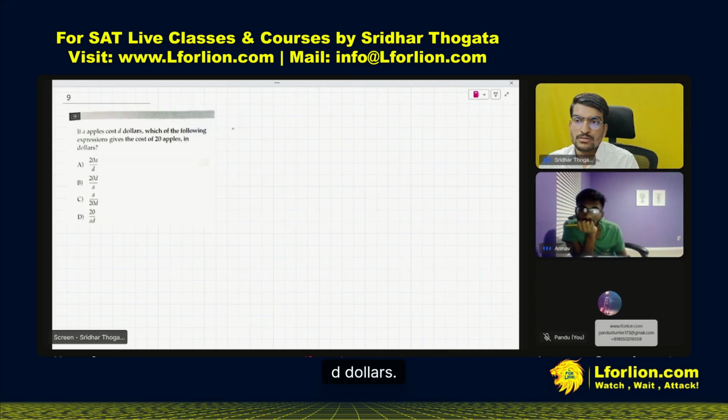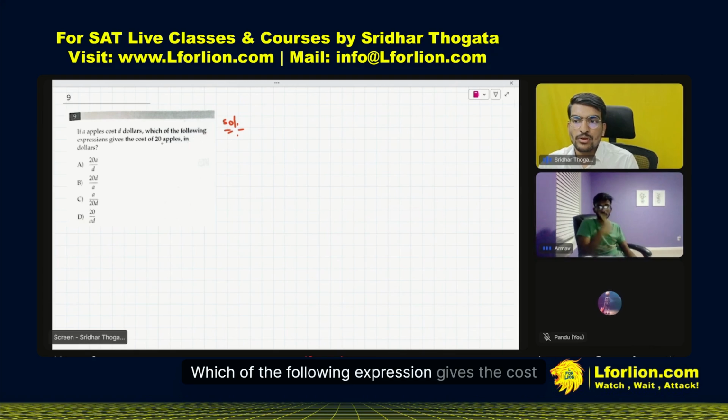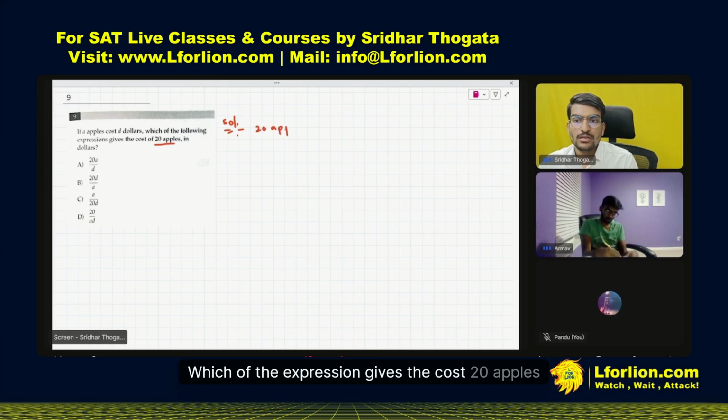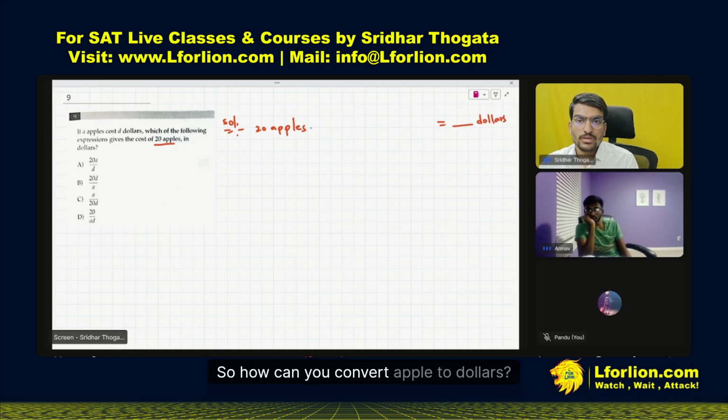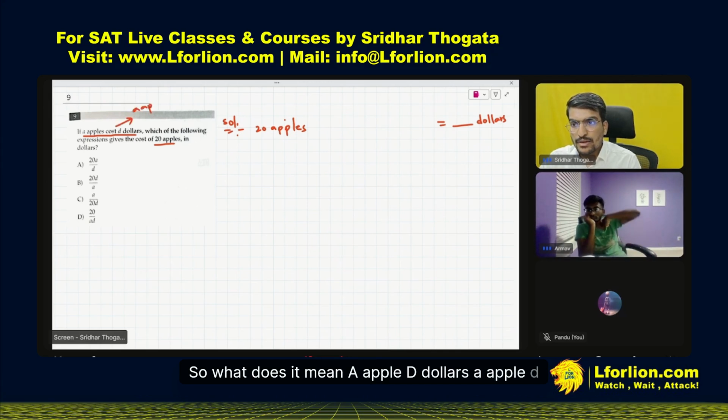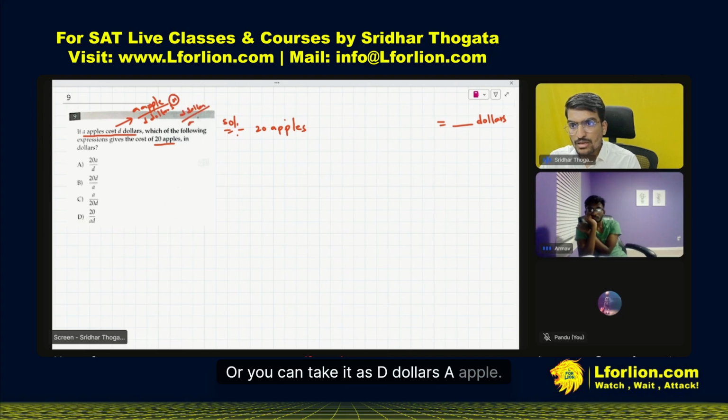An apple will cost $D. Which of the following expressions gives the cost of 20 apples in dollars? This is the question. So how can you convert apples to dollars? What information do you have? An apple costs $D. So what does it mean? An apple, $D. You can take it as $D per apple.